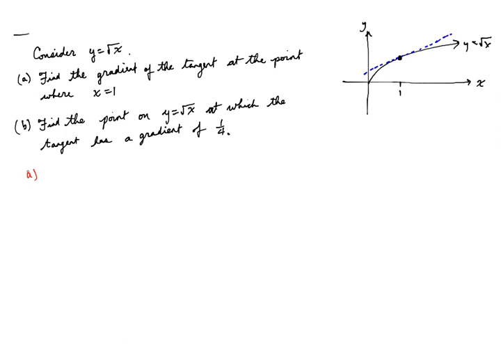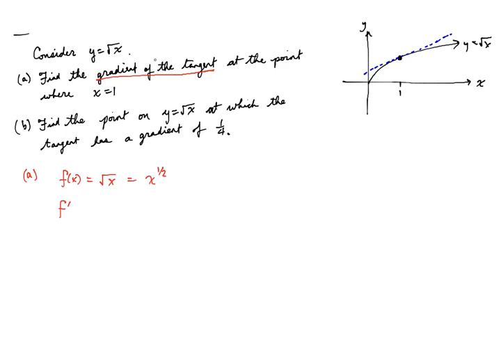Part A says find the gradient of the tangent. Well, what is the gradient of the tangent at a specific point? That's really just the derivative, isn't it? So let's say f of x, let's write it in terms that we're familiar with. f of x is really just root x, right? And that's x to the 1/2. Now it's ready to be differentiated.